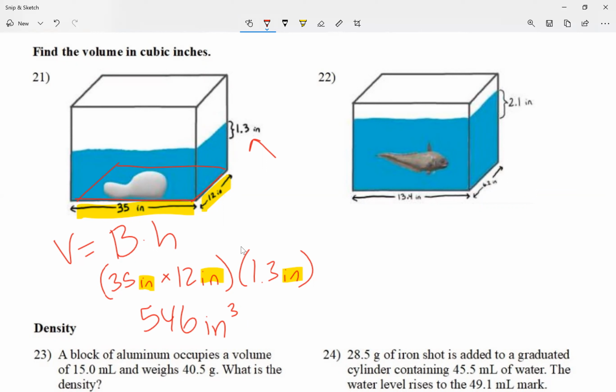Same thing for number 22, right? We can imagine I have a base here. It's a 13.4 by 6.2. You guys see that?